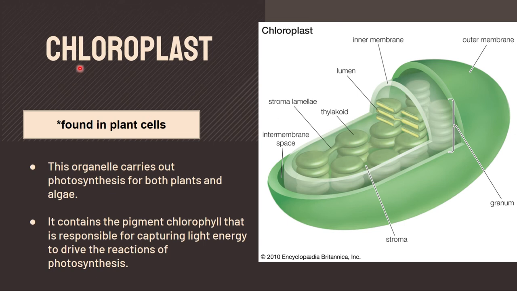So aside from that, the chloroplast contains this pigment called chlorophyll. So chlorophyll is responsible for capturing light energy or capturing sunlight. So for this lesson, just take note that chloroplast is the site or the organelle where photosynthesis takes place. So we will go on thoroughly about chloroplast and the entire process of photosynthesis in the second quarter.